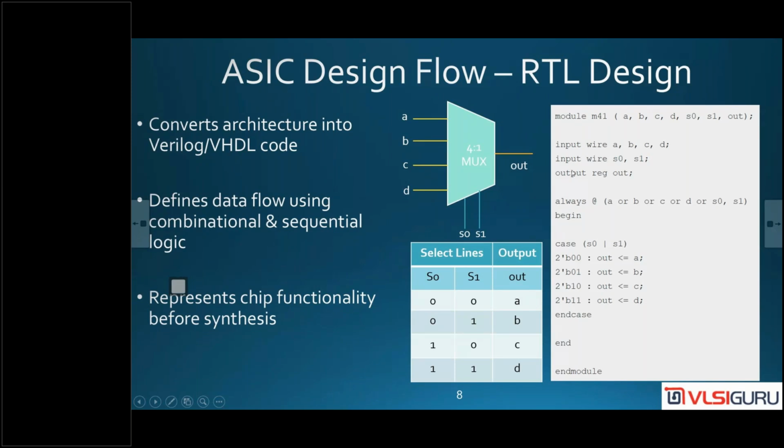Behavioral. So this is an example of a 4:1 mux. Here you have select lines, right? If the select line is 0, 0, the output will take what? A. If it is 0, 1, the output will take B. So just use case statements and write it. If S0 and S1 are 0, 0, the output will take A. If it is 0, 1, it will take B. 1, 0, it will take C. 1, 1, it will take D.